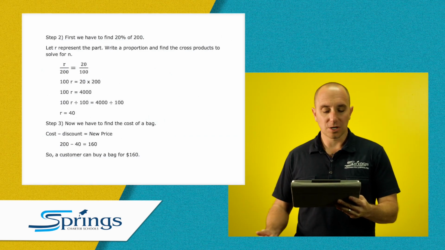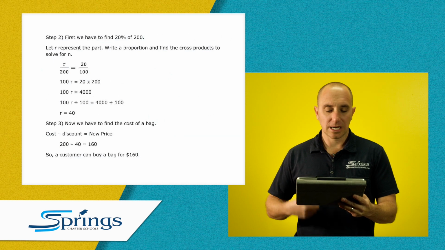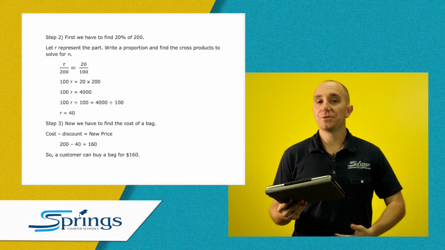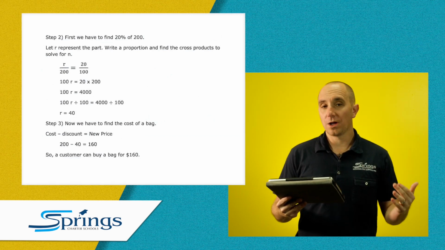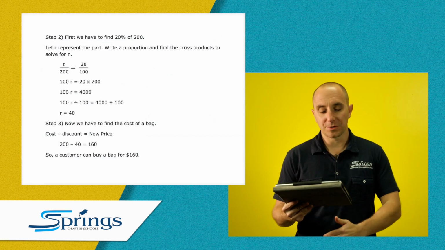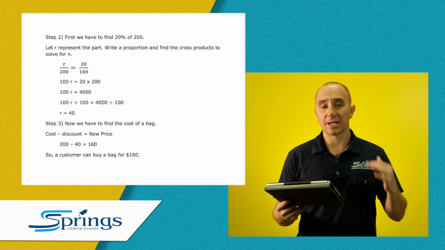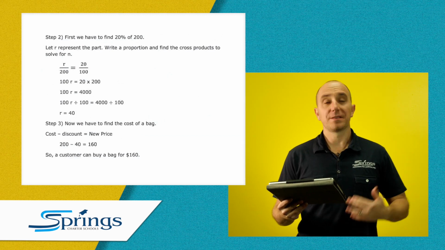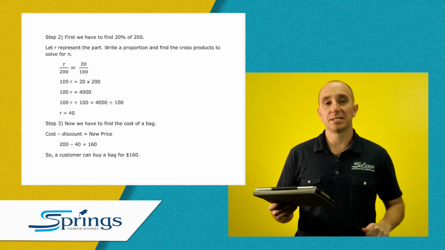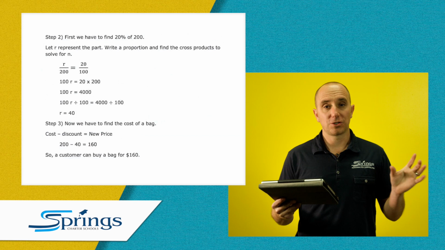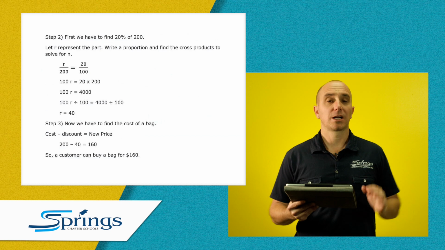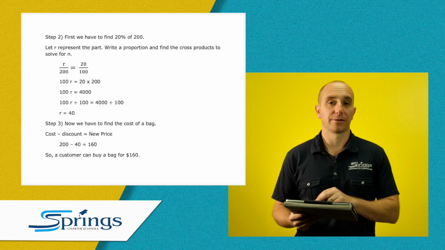All right, so now we're going to use our cross products. We have 100 times r is 100r, and 20 times 200 is 4,000. Now we're going to divide out 100 to isolate our variable. So then we have 100r divided by 100 is r, and 4,000 divided by 100 is 40. Except 40 is not our answer in this case. Now we have to find the cost of the bag. So we have to take the original cost minus the discount to give us our new price. So we have a $200 bag minus the $40 discount equals 160. So a customer can buy this bag now for $160.